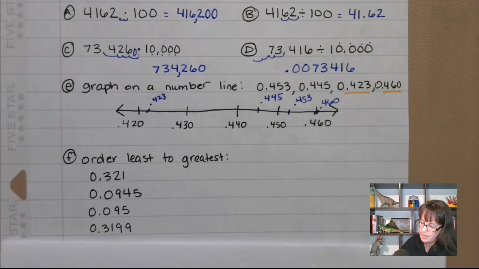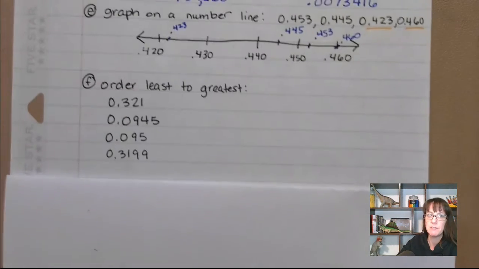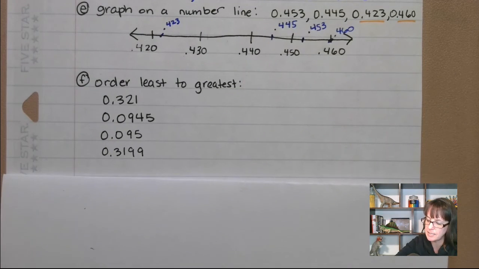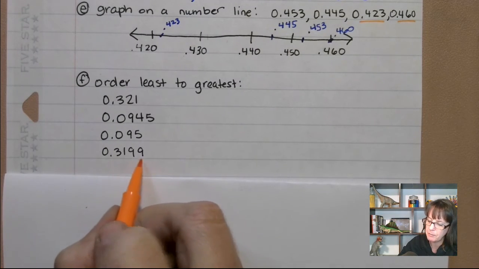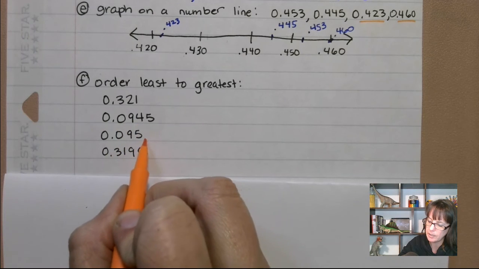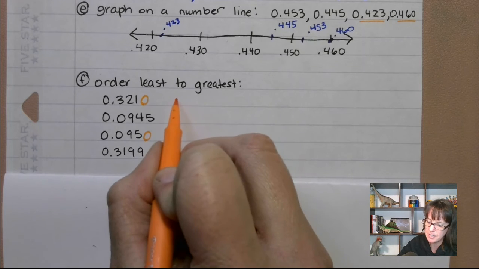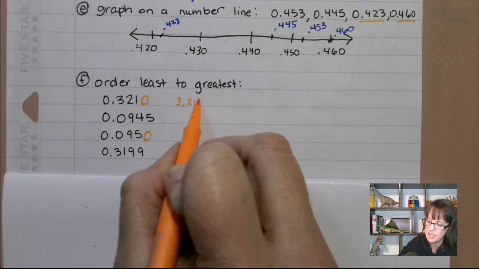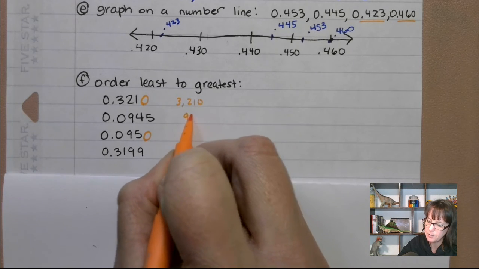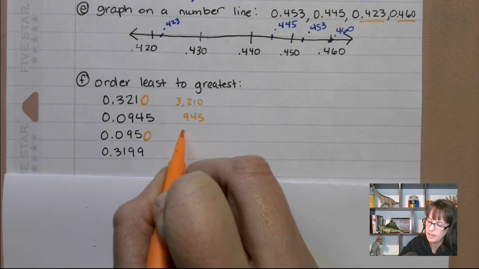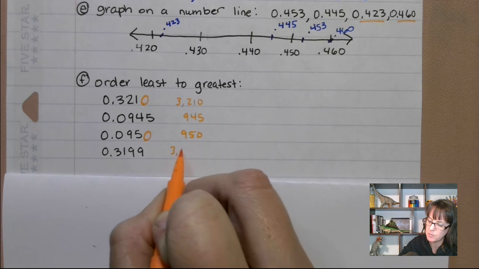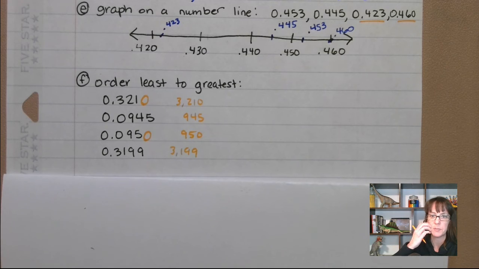Okay, the order from least to greatest for these guys. Remember, you have to have the same number of digits behind the decimal. So I see 1, 2, 3, 4, 1, 2, 3, 4. I gotta add another one here and another here. All right, if I just disregard those decimals, I have 3,210, I have 945, I have 950, and I have 3,199 if I were to disregard those decimals, right?